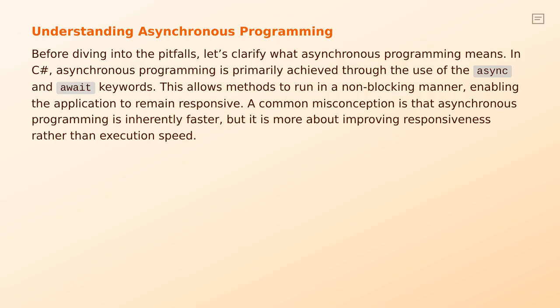Now, understanding asynchronous programming. Before diving into the pitfalls, let's clarify what asynchronous programming means. In C#, asynchronous programming is primarily achieved through the use of the async and await keywords. This allows methods to run in a non-blocking manner, enabling the application to remain responsive. A common misconception is that asynchronous programming is inherently faster, but it's more about improving responsiveness rather than execution speed.